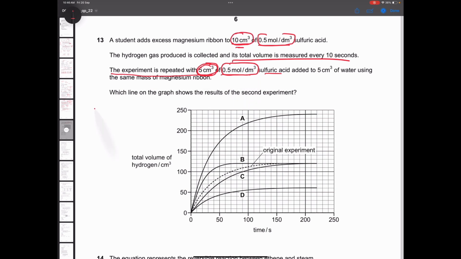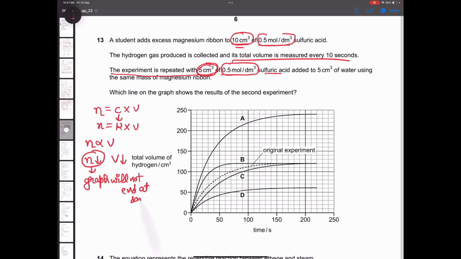So moles is equal to concentration times volume. They're keeping the concentration constant, so we can say moles is directly proportional to volume. And now in the second case, if they're decreasing the volume, the moles will decrease as well. Means the graph will not end at the same point. The volume of hydrogen produced will be less.